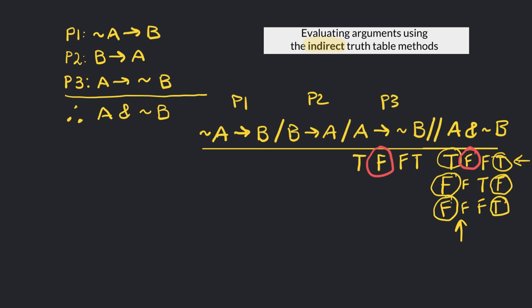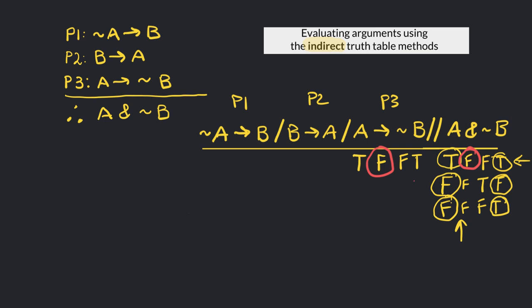Just because we ran into that contradiction on the first row here, that doesn't mean the argument's valid. We got to test out the other two. So let's do it. This is where A is false and B is false. Let's see how that works out. So let's plug it in.